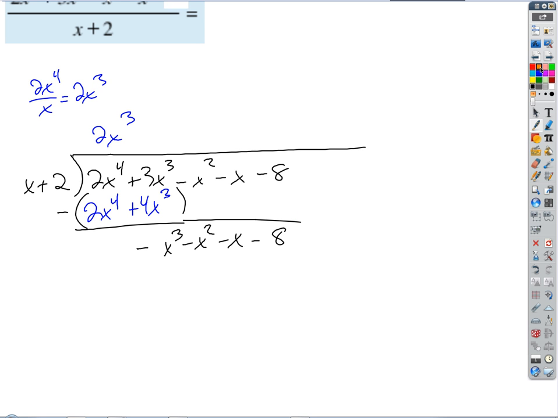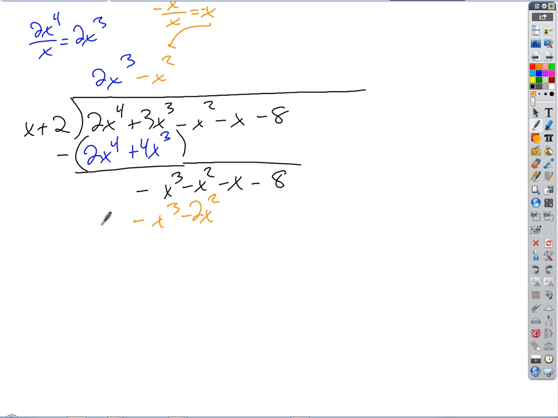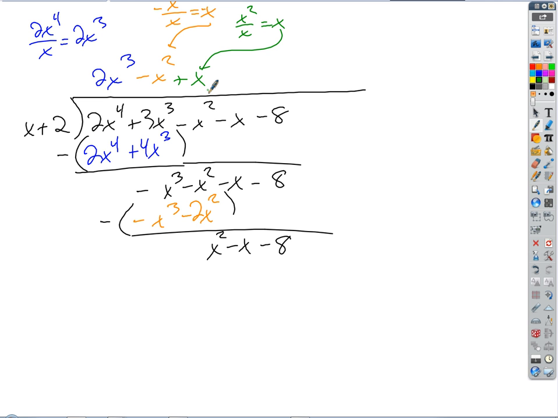How many times does x divide into negative x cubed? I get negative x squared, right? So I'll distribute. Negative x squared times x is negative x cubed. Negative x squared times 2 is negative 2x squared, and I'll subtract. Right? First term cancels. Negative x squared minus negative 2x squared is like adding 2, right? So I'm going to get a positive x squared. Bring down the negative x, bring down the negative 8. Next term. X divides into x squared how many times? X. So I get a plus x for my next term.